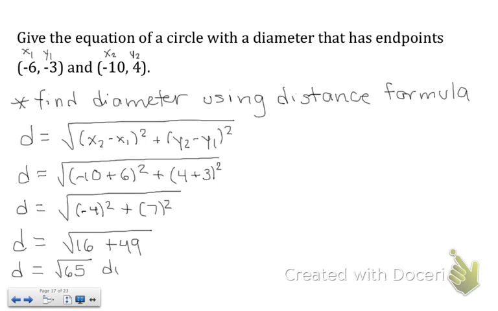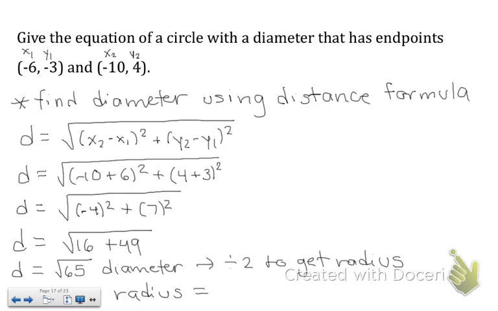But we don't need the diameter, we need the radius. So in order to get from diameter to radius, we need to divide by 2. So that means our radius is going to equal the square root of 65 over 2. Okay. So now we have our radius and we also have our center.